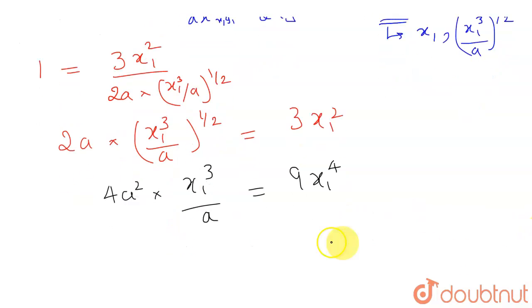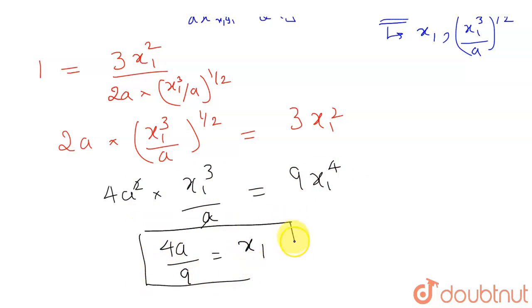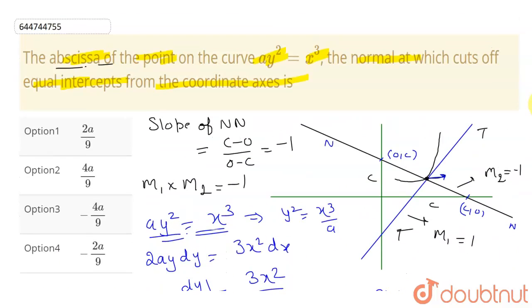From here I can find my x1. This a cancels with this power, and this will give me 4a by 9 is equal to x1 to the power 4 upon x1 cube, which gives x1. So my abscissa is coming to be 4a by 9. This will be my answer for this question. Let me check my options now. So option 2 will be correct. So this is the solution.